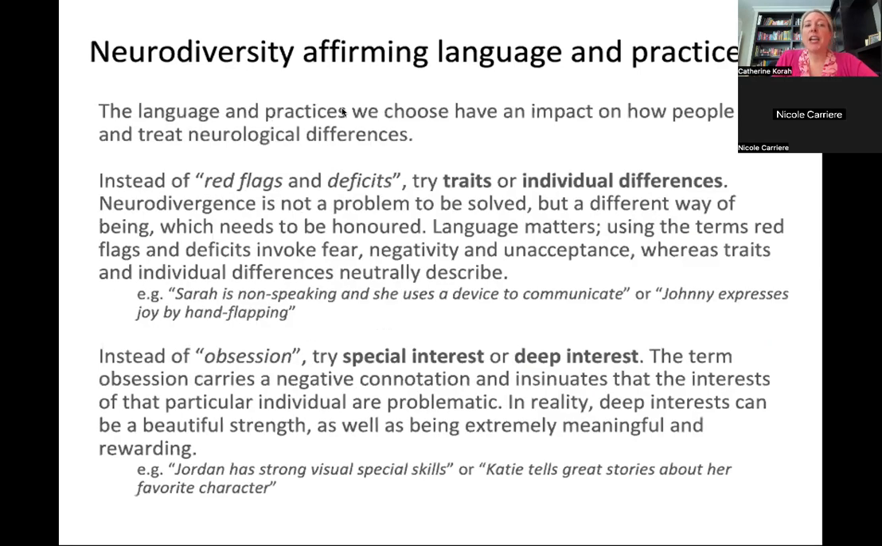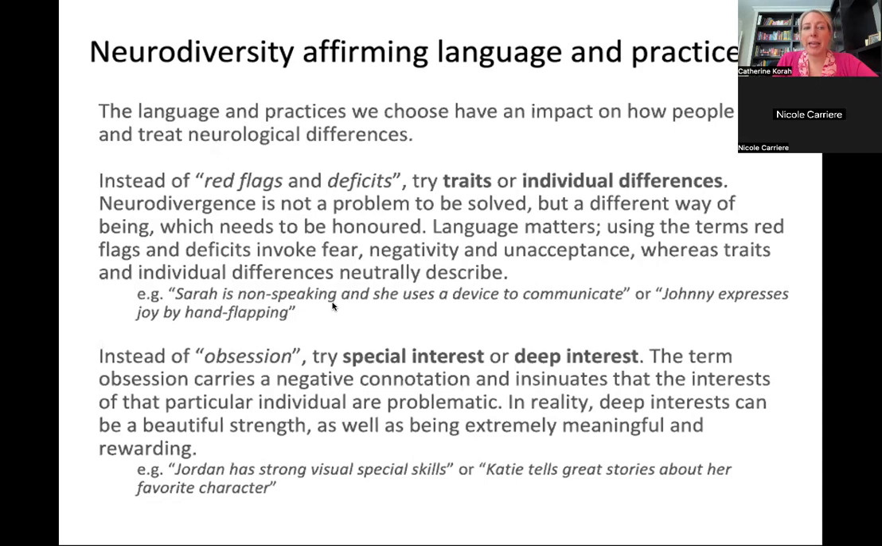And so the language and practices we choose have an impact on how people view and treat neurological differences as well. Instead of red flags and deficits, try traits or individual differences. Neurodivergence is not a problem to be solved, but a different way of being, which needs to be honored. Language matters. Using the terms red flag and deficit invokes fear, negativity, and unacceptance, whereas the words traits and individual differences are more neutral in their description.